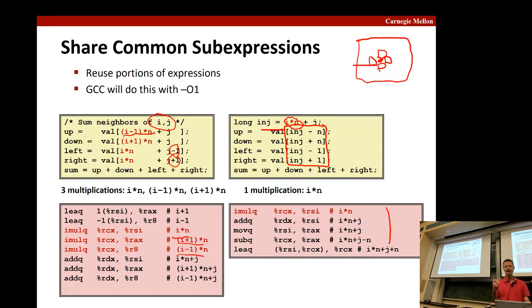And again, because n could be anything, it's not necessarily a power of 2. This could be not a cheap multiplication. It's an actual, say, 3-cycle multiplication. So, questions on that? All right, good.